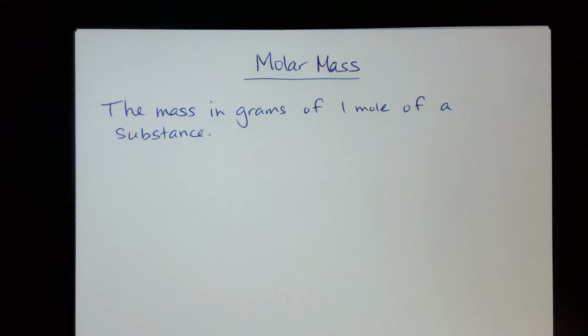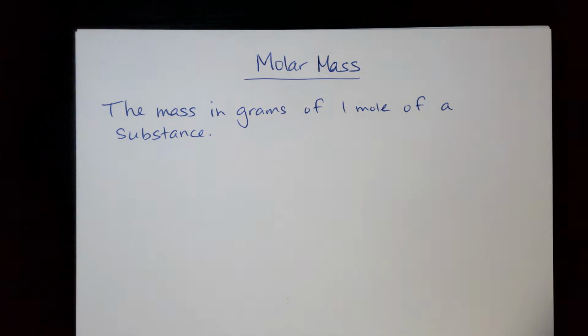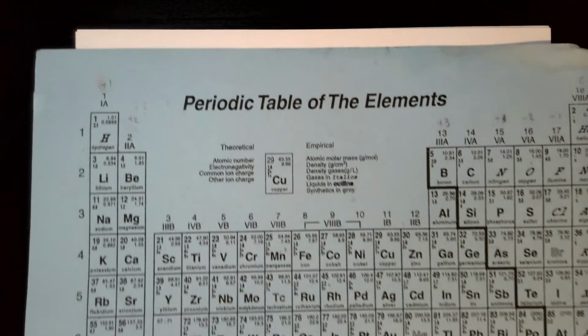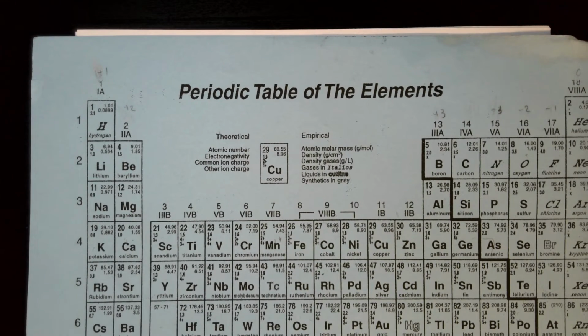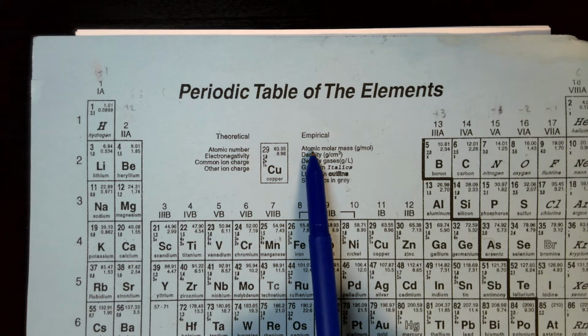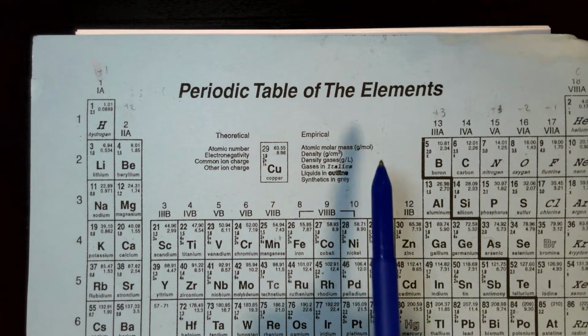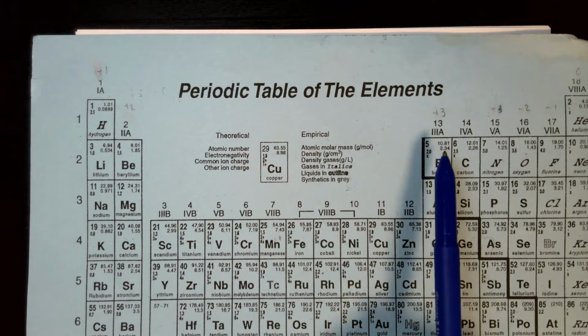So if we're talking about something like a pure element, what we can do is use the periodic table in order to find out what is the molar mass of any element. If you take a look at the key in the middle of your periodic table, we'll see that the mass that we've been using to represent the atomic mass all these years is actually the atomic molar mass. It says here it's grams per mole. So the masses that we have here are the grams per 1 mole.